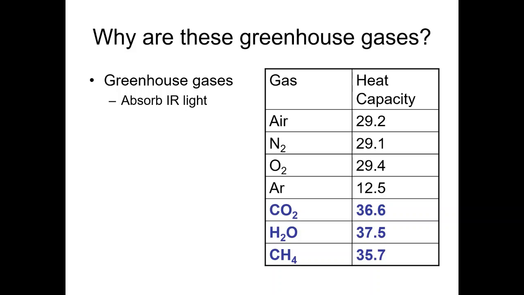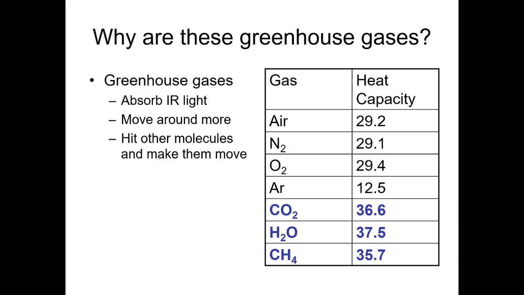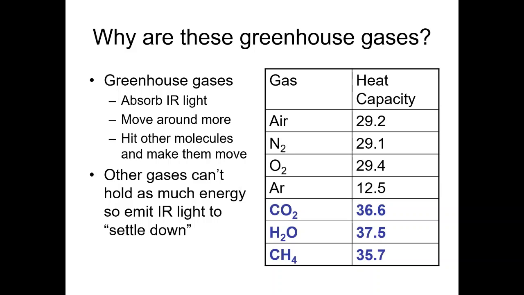All right, so remember, our greenhouse gases are going to absorb infrared light. That infrared light is going to make them vibrate or move around more. And as they are moving more, when they hit other molecules, that extra oomph of vibrating makes other molecules move more, which in turn makes the temperature rise. Now, even though the other gases can't hold as much energy, they can emit infrared light in order to relax down into their normal states. Okay, so that released infrared light turns out to be heat.